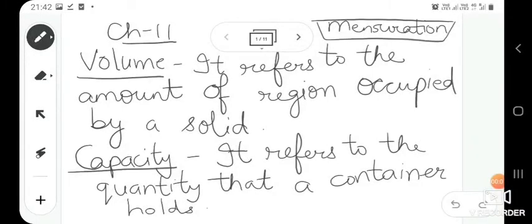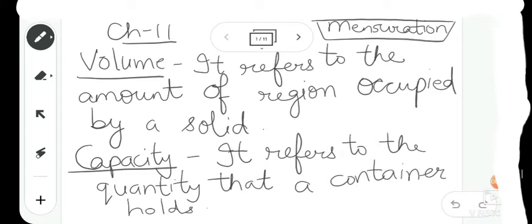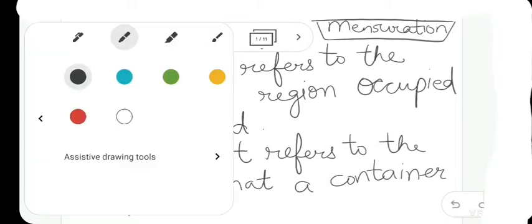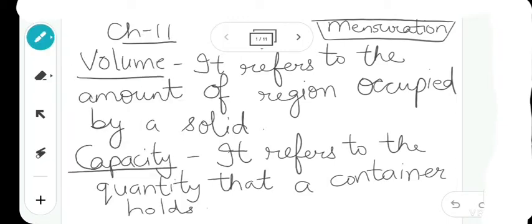Dear students, today we are going to learn about volume and capacity of some solids. So, in this chapter, mensuration, we are going to learn exercise 11.4. Before we do that, you should be familiar with some terms.